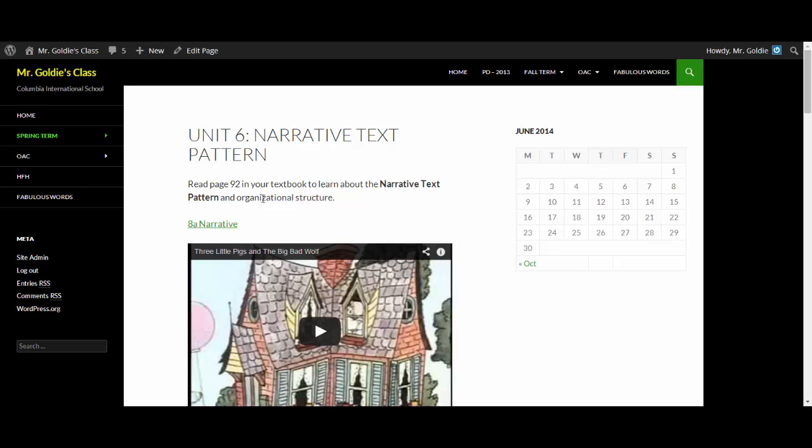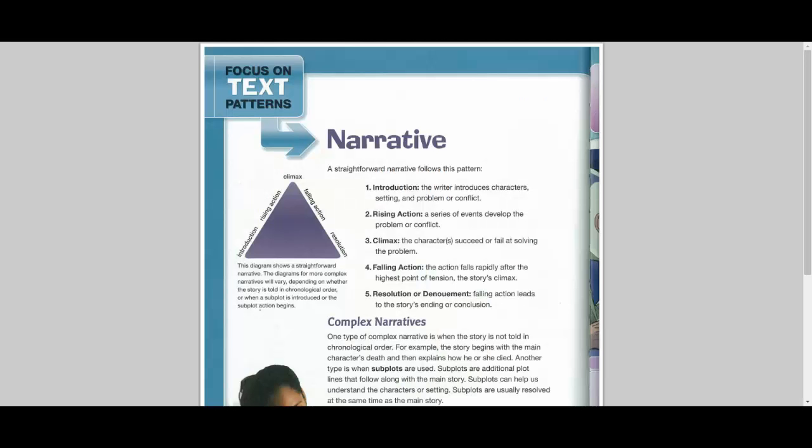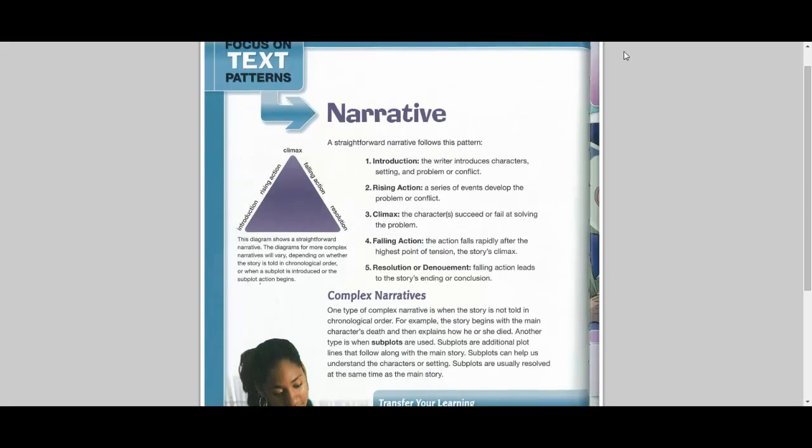Okay. Open your textbook to page 92. So pause this video and get your textbook. Looks like this. The narrative text pattern. Okay, we're going to be following this to write a story.